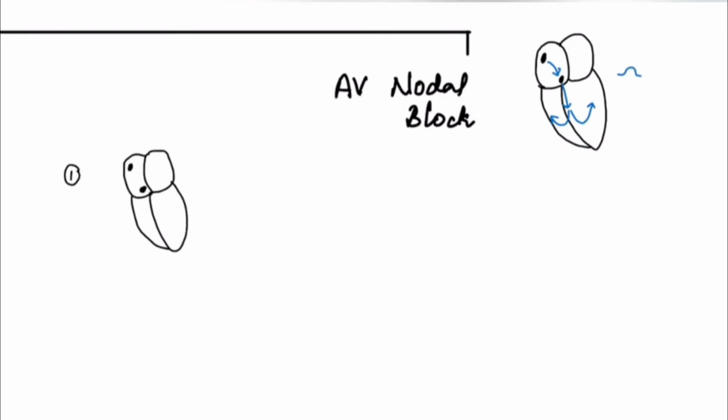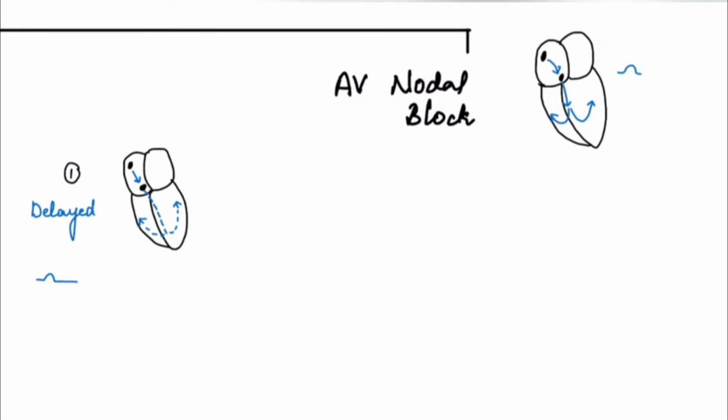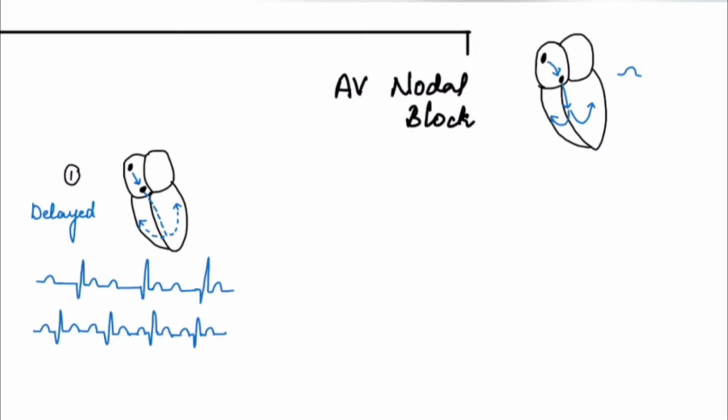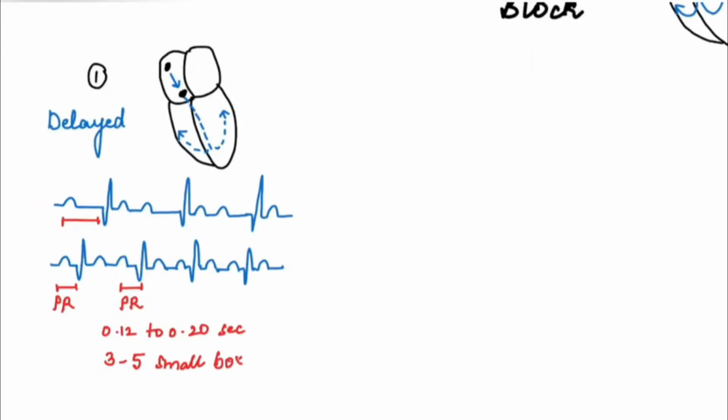Now we'll look at the first degree AV block. So here, like I said, after the atrial contraction, there is a delay in the ventricular contraction, because of which the gap between the P wave and the QRS complex increases. So we'll just compare it with a normal ECG below. In the normal ECG, between the P wave and the QRS complex, which is known as the PR interval, should be 0.12 to 0.20 seconds, which is equal to 3 to 5 small boxes. But if there is a delay, then the PR interval increases to more than 0.2 seconds, that is more than 5 small boxes or more than 1 large box. This is known as a first degree AV block.